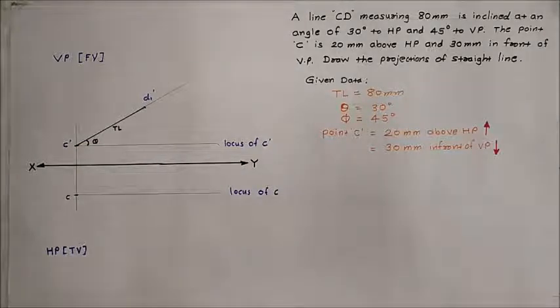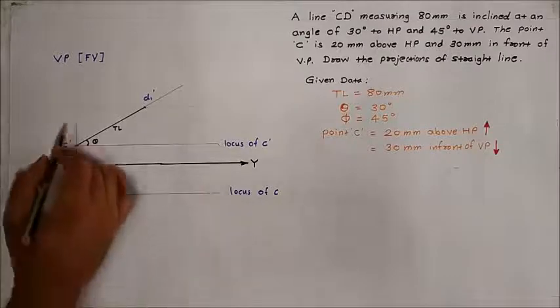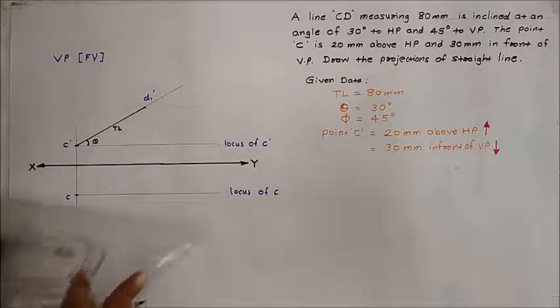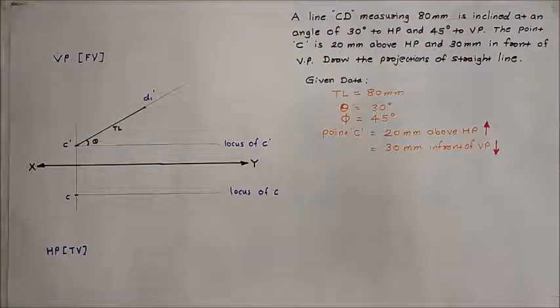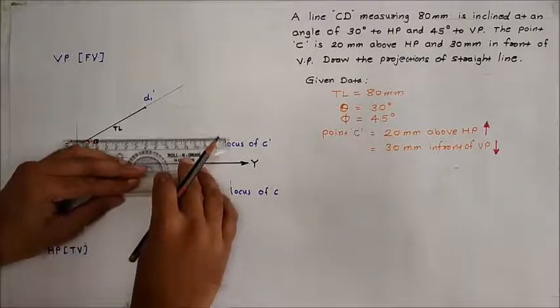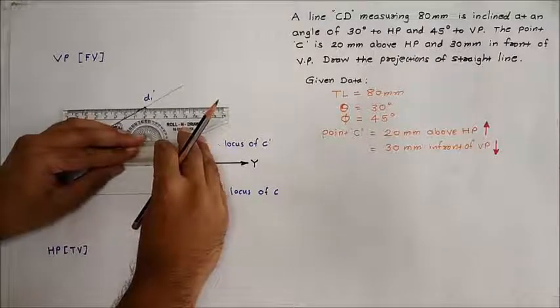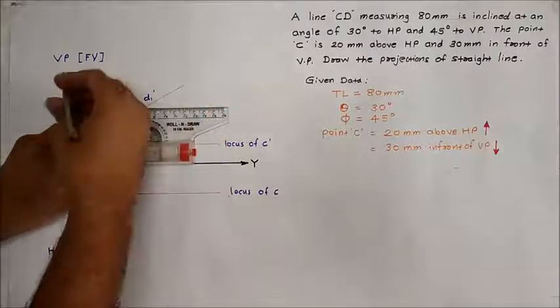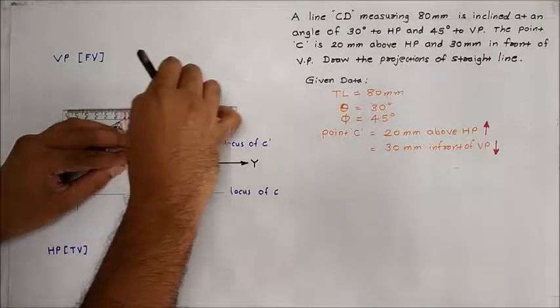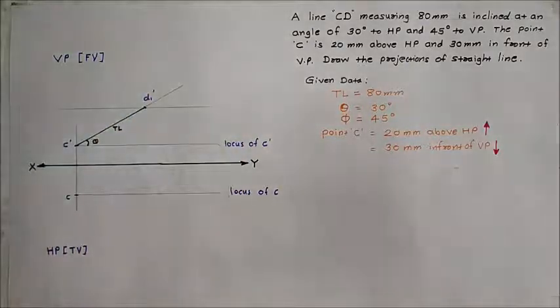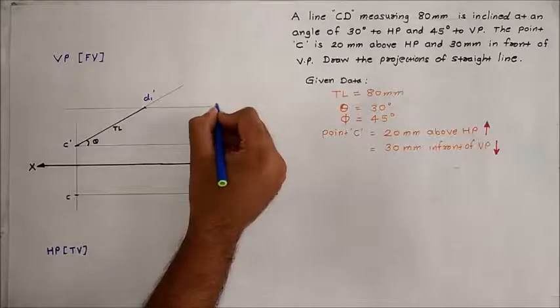Now we will mark the locus of point D. For that, draw a line parallel to the XY line which should pass through this D1 dash. Give the nomenclature as locus of point D dash.